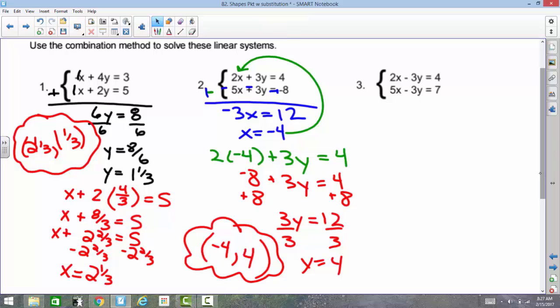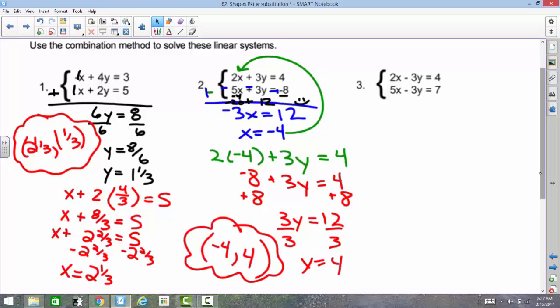And again, since these are easy numbers, you could plug them in and just see. So 5 times -4 is -20, and 3 times 4 is 12, and -20 plus 12 is -8. So for sure that works.